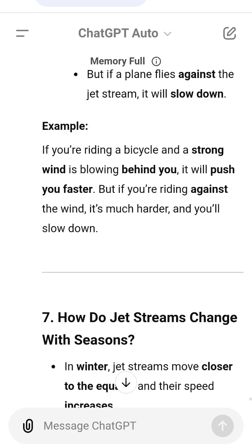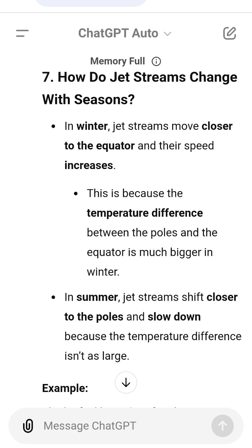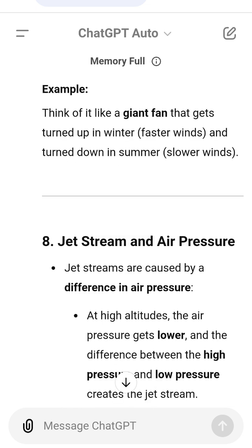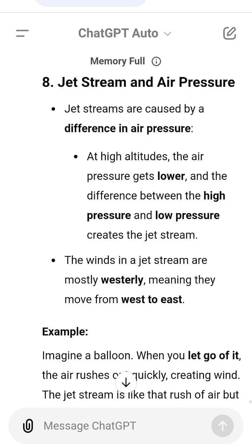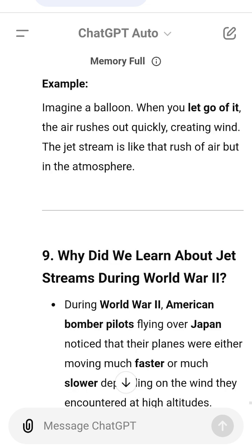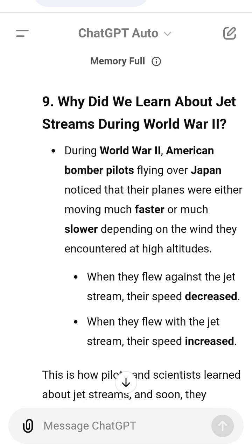Recap of the jet stream. 1. Fast-moving winds, high up in the sky, moving from west to east. 2. Caused by temperature differences between the equator and the poles. 3. Wavy and irregular in shape due to weather and geography. 4. Important for controlling weather and helping airplanes travel faster or slower. 5. Jet streams are stronger in winter and slower in summer.